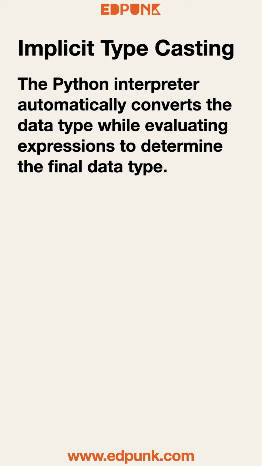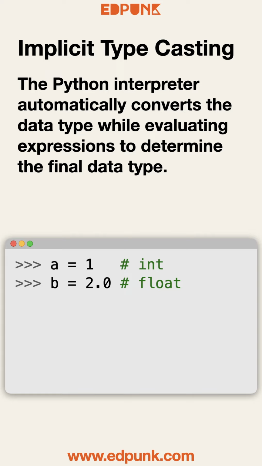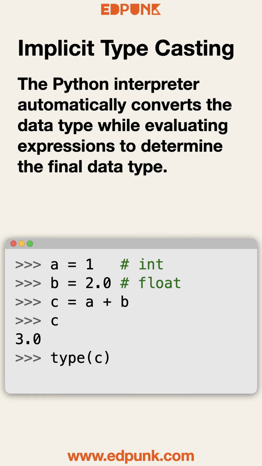Implicit typecasting is something which is already taken care of by the Python interpreter. It automatically converts the data type without the need of user intervention while evaluating expressions after determining the final data type. For example, let us take A as 1, which is of int type, and B as 2.0, which is of float type. We assign C equal to the sum of A and B. The Python interpreter automatically determines the final type of C as float behind the scenes.